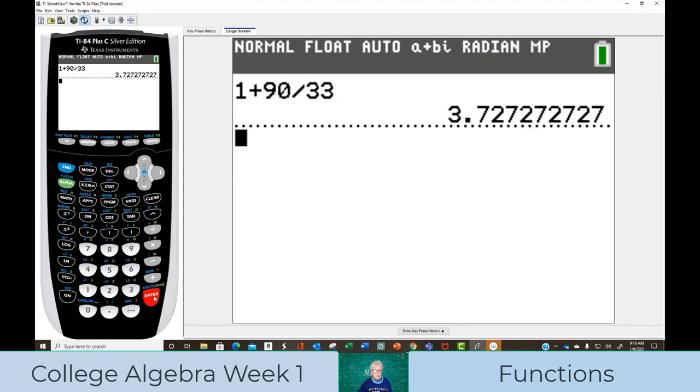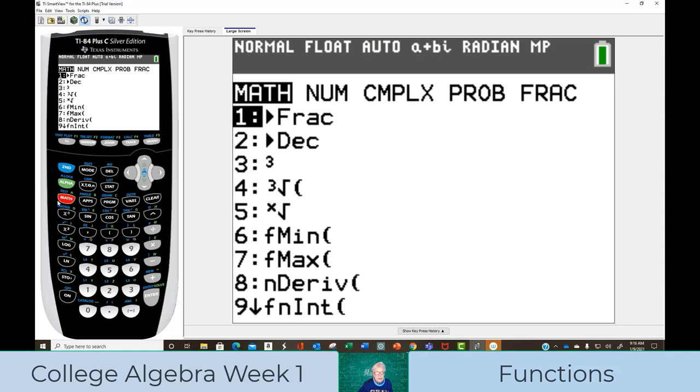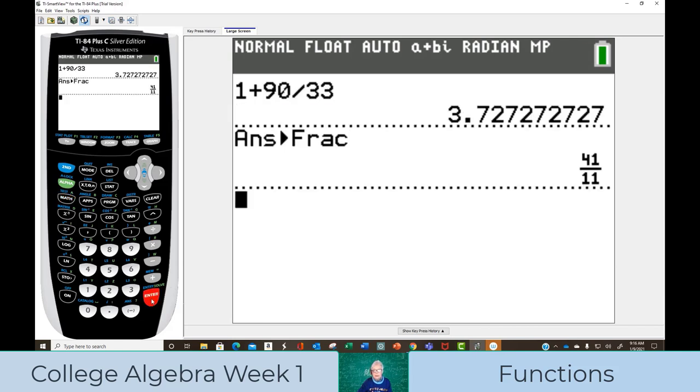Now, if you hit enter, you get that nasty decimal. How are you going to answer that with a fraction? But your calculator takes care of that for you. If you click the math button, then right there at the top, you have frac, which means fraction. So all you have to do is hit enter and enter again. And there's your answer, 41 over 11.